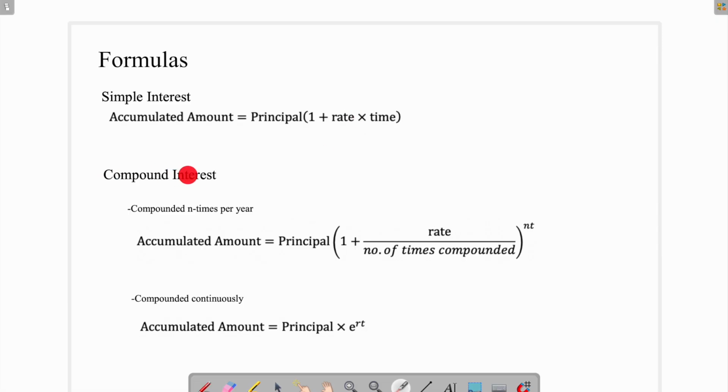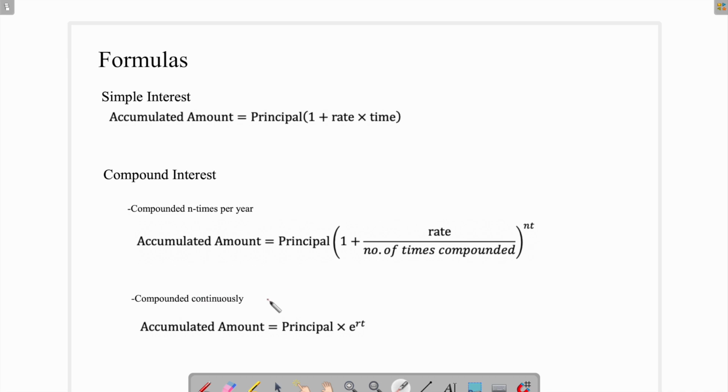Compound interest is a bit more interesting. We have two formulas for this. We have compounded n times per year and compounded continuously. Compounded n times per year means we are getting interest payments at set periods of time. So for example, let's use the semi-annual example. That would mean we'll get paid our first interest at the 6 months, our second at the 1 year mark. So the n times here would be 2 because semi-annual refers to two interest payments.